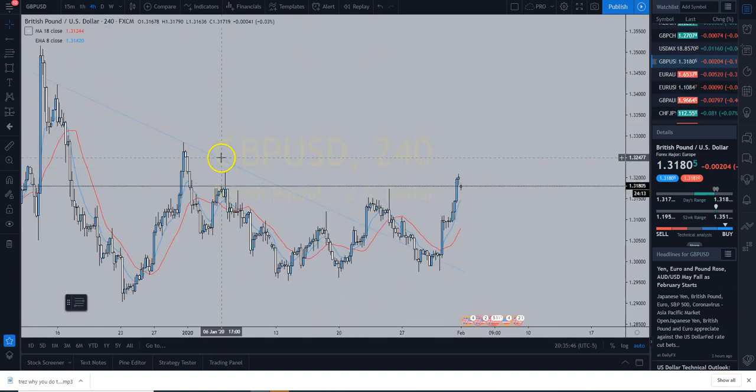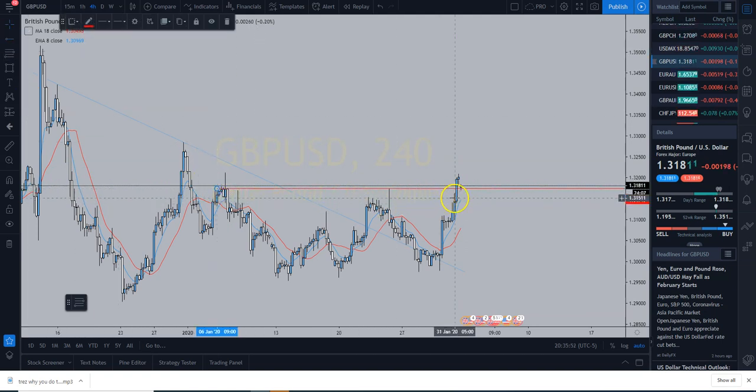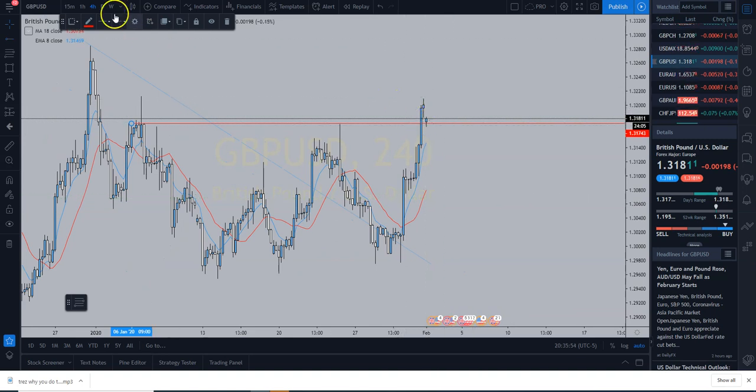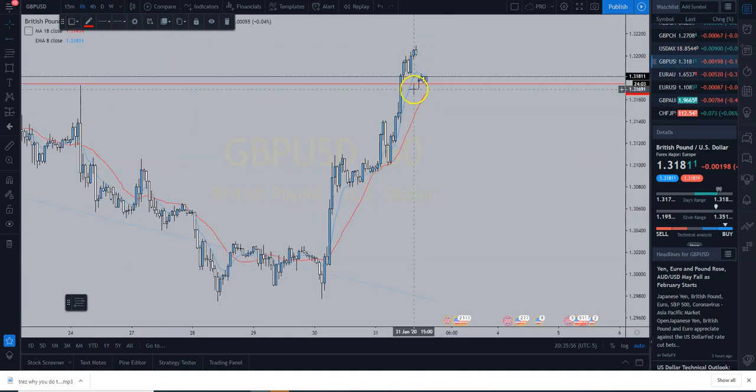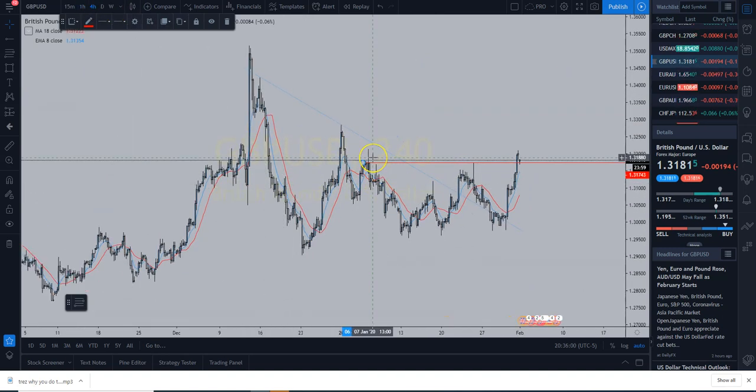Now, what to expect from this pair: we see that it closed above right here, or opened above right here. We want to see how price actually gapped and still sat on that support. So GBP USD looks like it's going to go up as well. We've got a higher high, higher low, right? We have to notice this low is higher than this previous low, and then we got a higher high here.